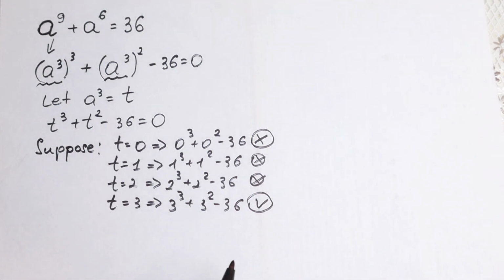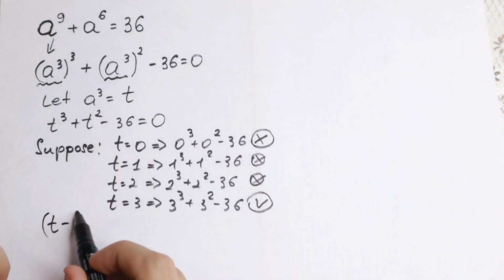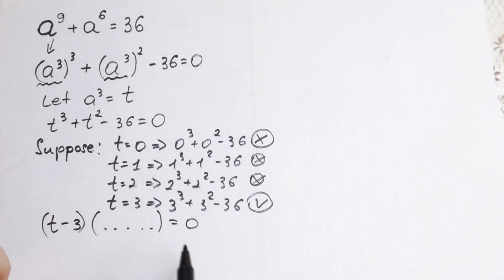So we can easily write one of our factors. We have t minus 3. This is one of our factors, and we need to find another parenthesis. So we need to find this second parenthesis. But how can we find it? How can we find these parentheses right here? I want to show you as well a really good trick. I like to use this trick a lot.